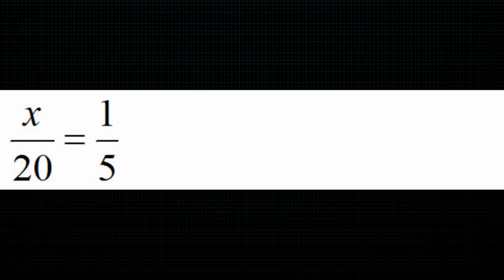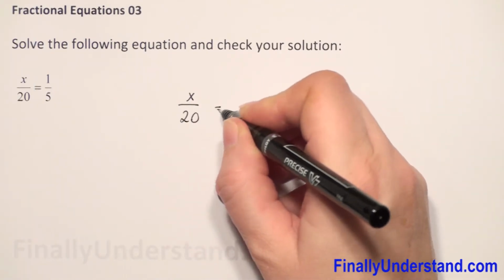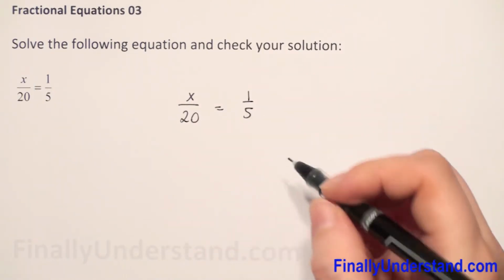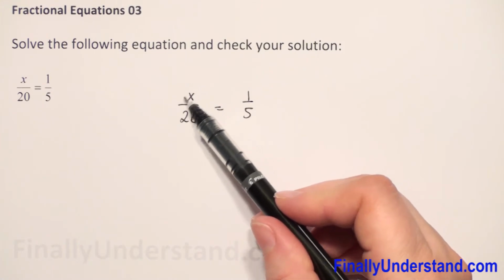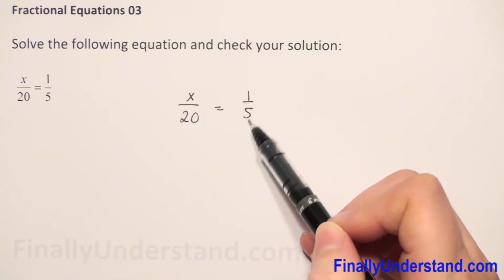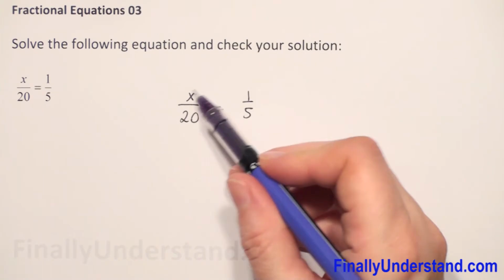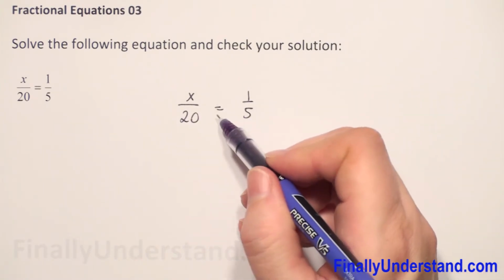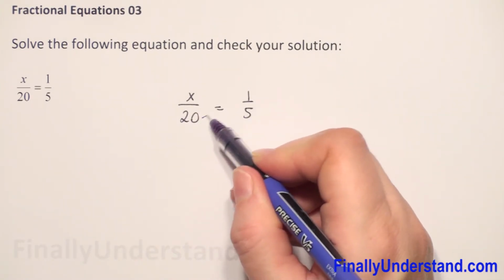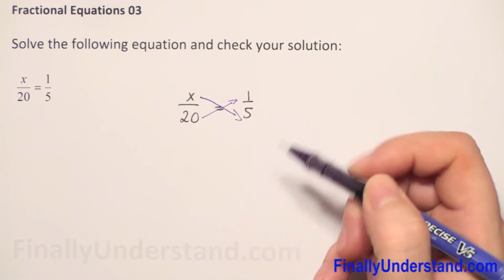We have a given fractional equation. Let me copy this. We have x over 20 is equal to 1 over 5. Because we have a fraction on the left side and a fraction on the right side, we can treat this equation like a proportion. The unknown is x. To get rid of this proportion, we have to multiply denominator times numerator and numerator times denominator.